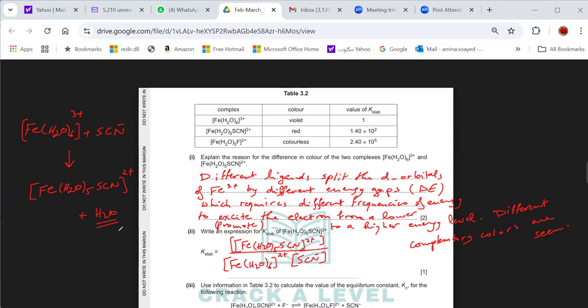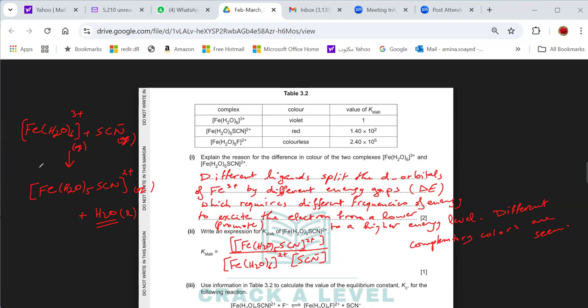And we do not include the water in our K stability expression because the water is in the form of a liquid. And all these are ions. It means that all of them are aqueous solutions. So whenever we have aqueous solutions with a liquid, we do not include the liquid in our K stability expression. Okay. Right. Let's see the next question.